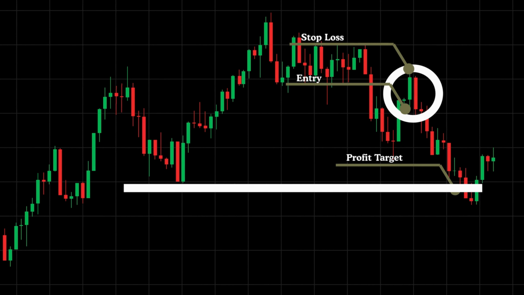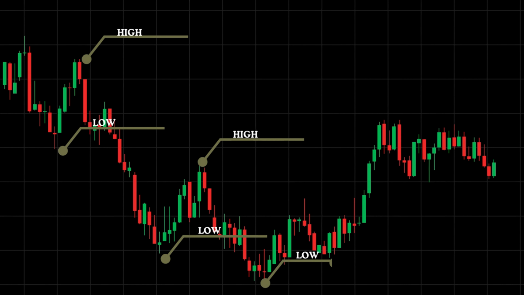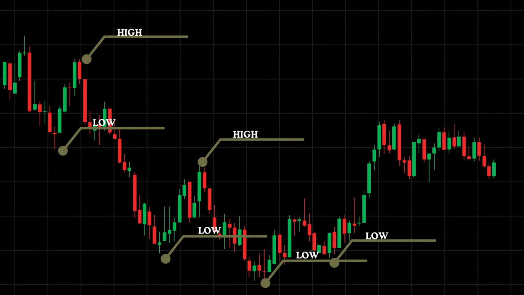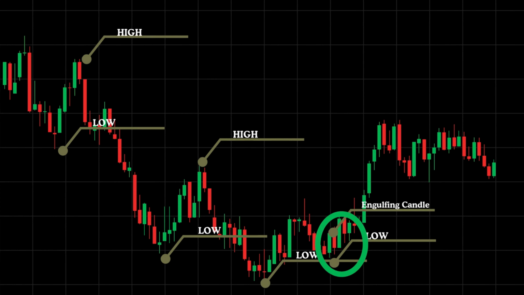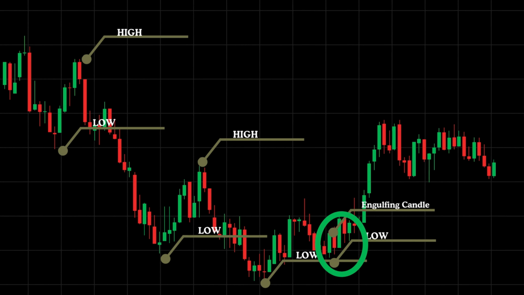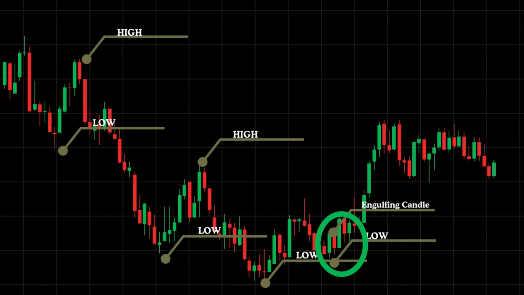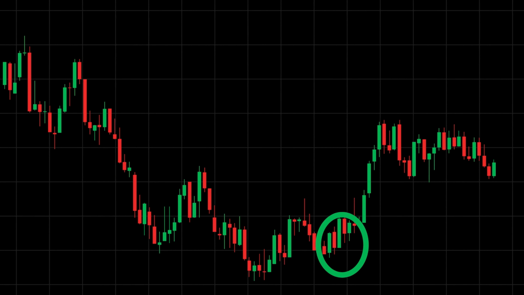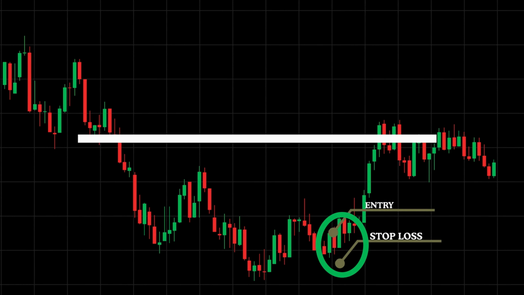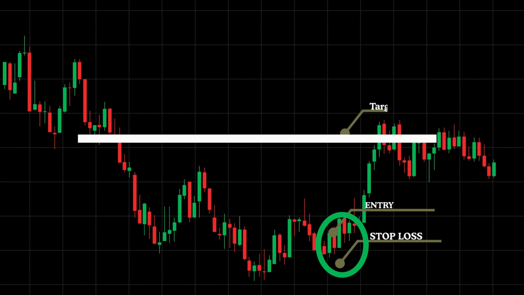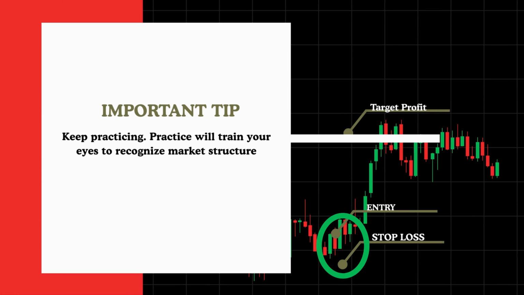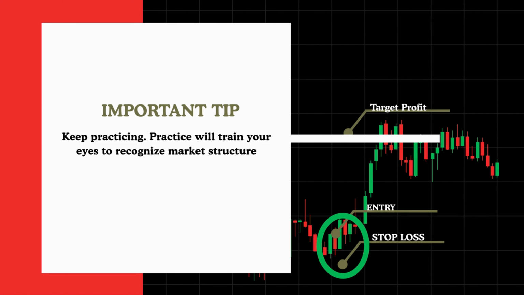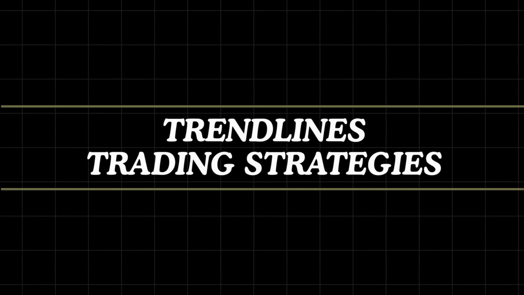Now let's look at a long position example. On this chart, the downtrend created a series of highs and lows, then completed the third low. After several candles, the price formed a bullish engulfing candle, which failed to make a new lower low. This bullish engulfing pattern confirms the market is shifting into an uptrend. We enter at the candle close, place the stop loss at the recent swing low, and target the next bullish candle. Here's a tip for all of you: keep practicing. Practice will train your eyes to recognize market structure more naturally over time.